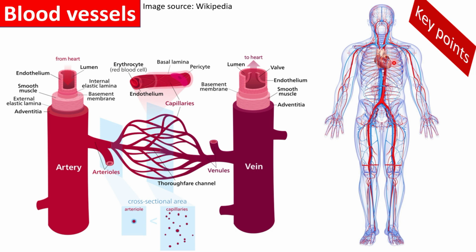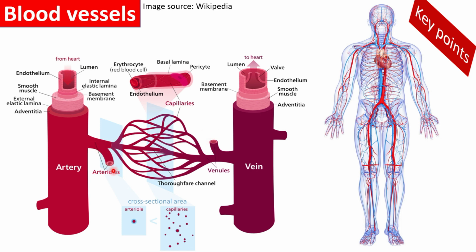Now we move on to blood vessels. Heart is like a motor. The motor pumps the blood to another place through pipelines. Similarly, this heart pumps the blood to different parts of the body through the blood vessels. Arteries are the blood vessels which carry oxygenated blood to different parts of the body, and they branch out into small minute tubes. Those tubes are called arterioles.